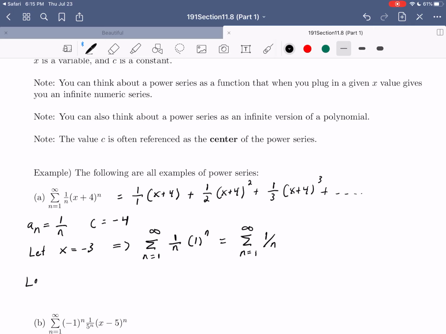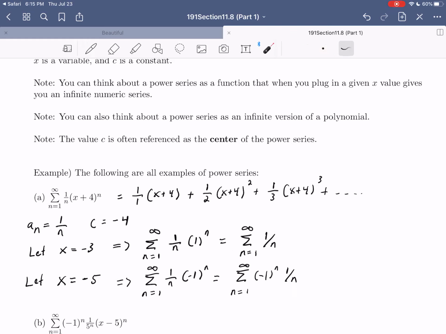What happens if we let x be something else? Well, we'll get a different sort of value. Maybe we let x be negative 5. Then we would get something like the sum from n equals 1 to infinity of 1 over n, and in here we'd get minus 1 to the n. And that would actually be an alternating series, minus 1 to the n, 1 over n. Now, I chose x equals negative 3 and x equals negative 5 just to give you a couple of examples of what it means to plug in a value here.